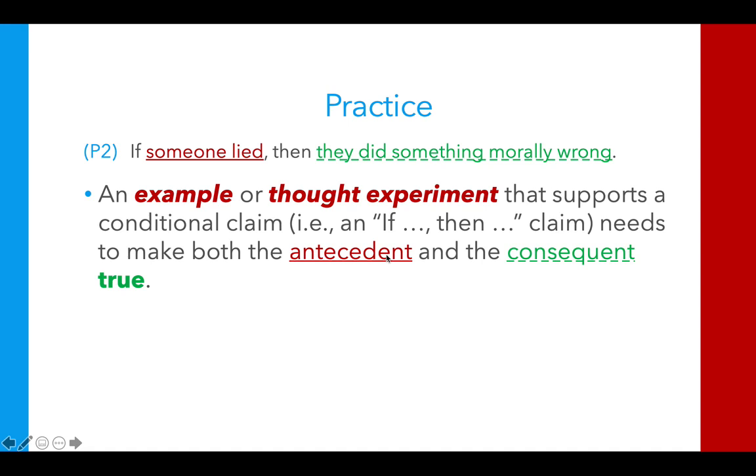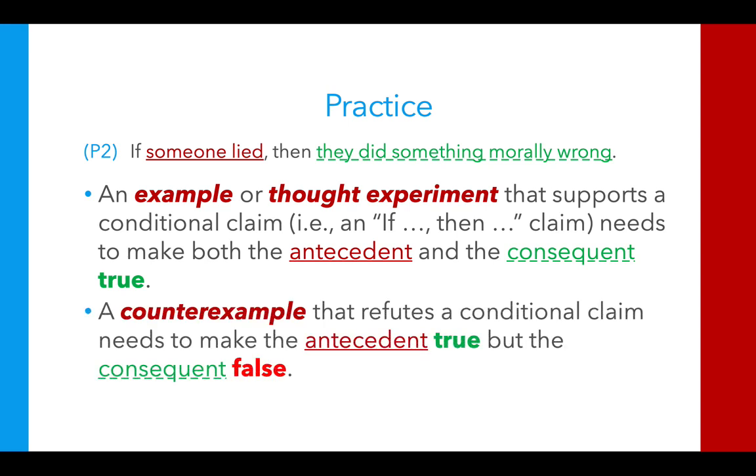So what do I mean when I say antecedent? The antecedent of a conditional is that part that comes after the if, right? This part right here. That's the antecedent of a conditional. The part that comes after then is the consequent. So I put the one in red, the other in green. If someone lied, then they did something morally wrong. Someone lied, that's the antecedent. They did something wrong, that's the consequent. Both of those things need to be true in order to give a good example or thought experiment.